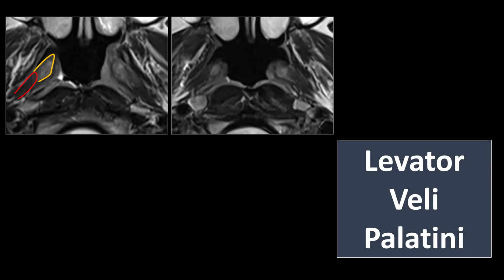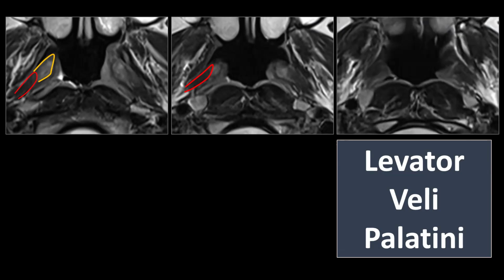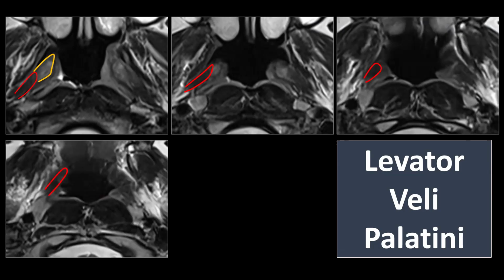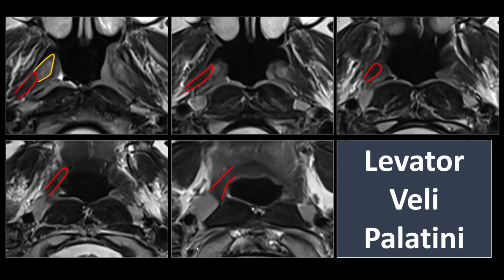So if we scroll down, we can consistently see the Levator veli palatini coursing downwards until we reach the soft palate located over here. So this is the soft palate. And the Levator veli palatini basically forms a sling with its contralateral part. And this sling basically elevates the soft palate when it is contracted.